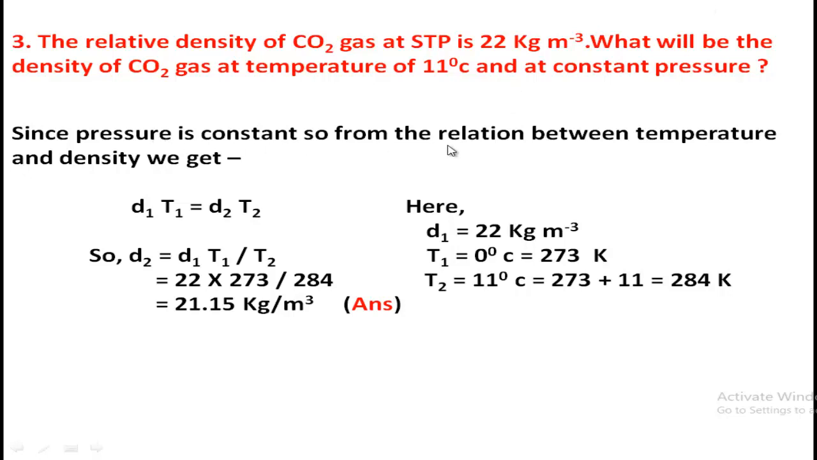So from the relation between temperature and density we get d1 T1 equal to d2 T2, and we established this relation in the previous class on Charles's law. So from here we can easily do the math. D1 is given, T1 is also given, T2 is also given. So we have to determine D2 directly, putting in the values of the other factors. In this way you can easily solve this type of density problem.